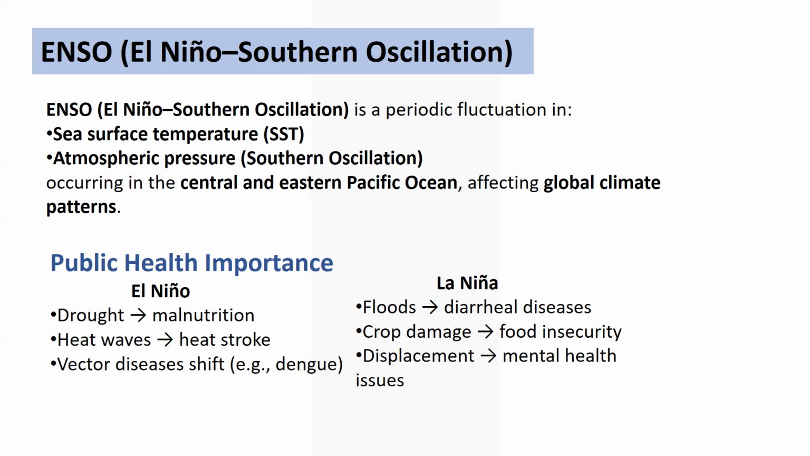This ENSO cycle has two components. I will discuss them in the next slide as well. The first one is El Nino, and the second one is La Nina. The El Nino component can cause more droughts, leading to malnutrition, heat waves causing more heat strokes, and vector shifts, so diseases can shift, like dengue. The La Nina component can cause more floods, causing diarrheal diseases, more crop damage, leading to food insecurity, and more displacement, leading to mental health issues.